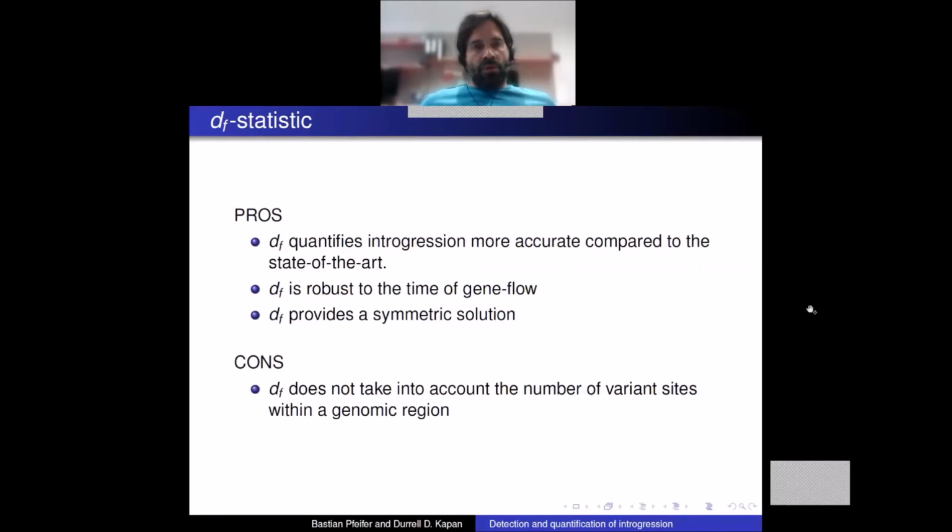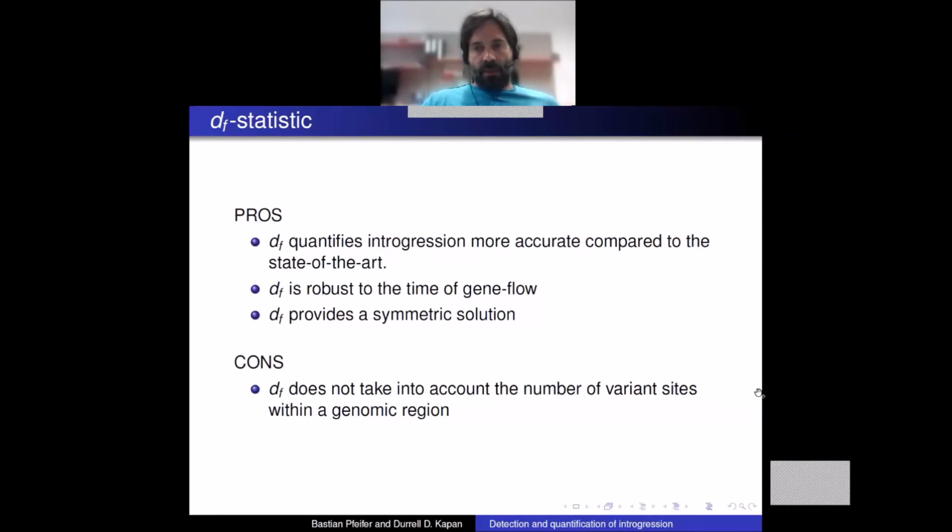So some pros about the DF statistics: it quantifies integration more accurately compared to the state of the art. It is robust to the time of gene flow, which we will see later again. And it provides a symmetric solution, so it can quantify integration in both directions, from P3 to P1, but also from P3 to P2.